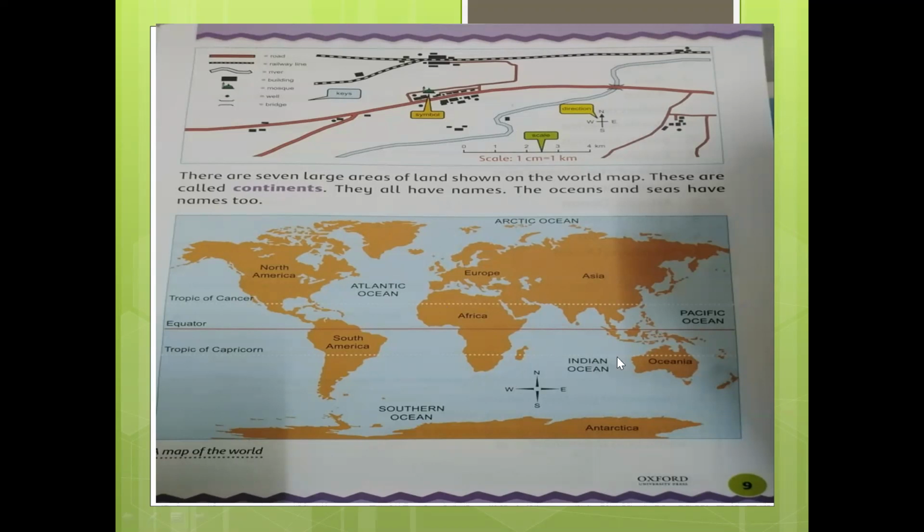5 oceans. And you can also see here this bar which shows the direction. N means north, this means west, this means east, and S for south. It is telling us the direction of the places, these oceans or continents, in which directions on the earth they are located. This bar of directions is also found on almost every map.